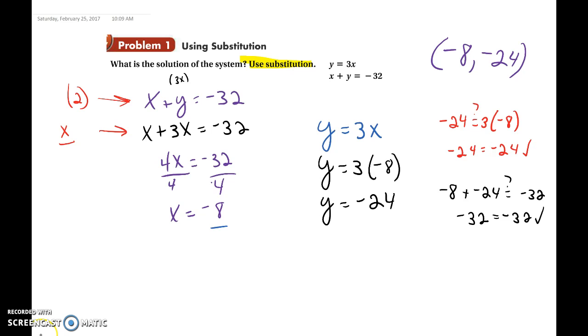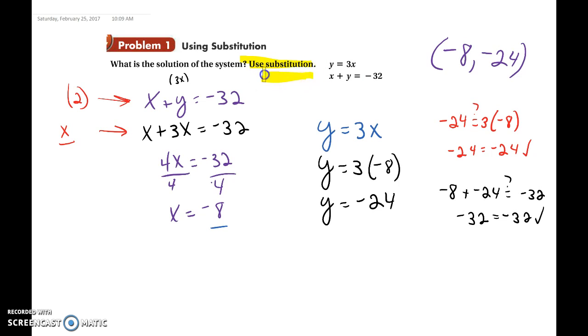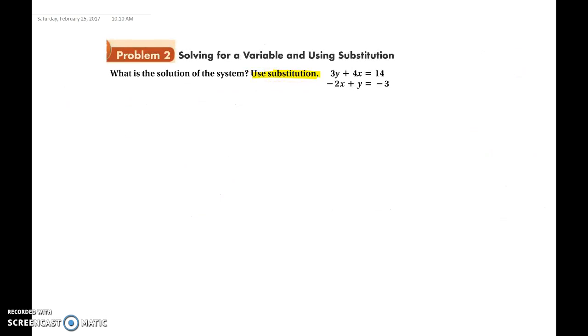All right, there's one more question that we're going to go through, and then that's it for this video. So this problem says, what is the solution in the system? And it tells us to use substitution. So just like the last question, it does say use substitution. All right, so it's telling us what we have to do.